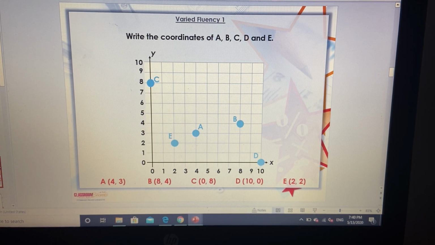Right, Year 5, so if you have done that, you should see that A's coordinates was 4, 3, B was 8, 4, and C, which was a little bit tricky, it was actually on the y-axis, so we didn't actually move anywhere along the x-axis. We stayed at the 0 and then just had to go up on the line. And again, I hope you got them all correct.